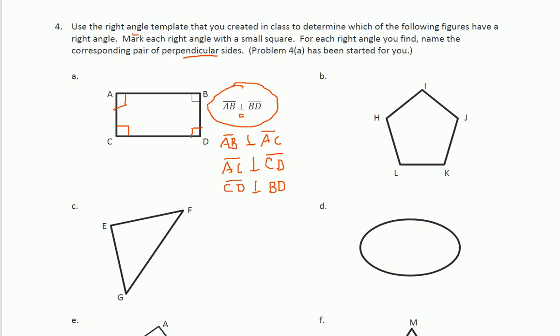Now, on some of them, what if you find one like B, you put your template in and you find none? Well, then you write down no right angles.